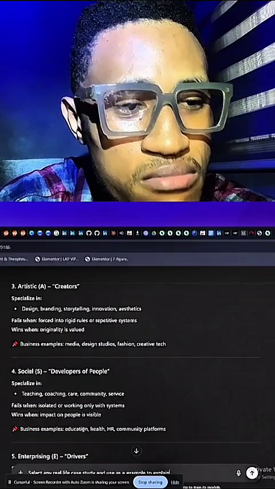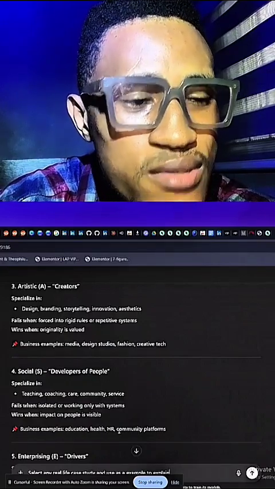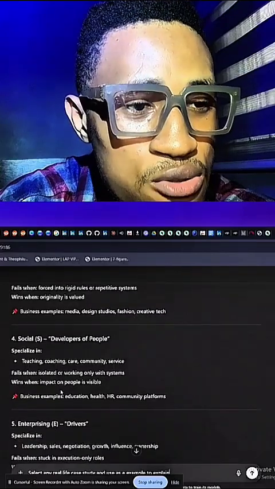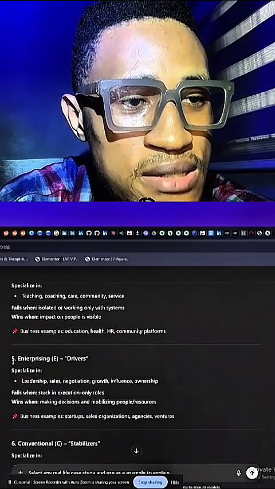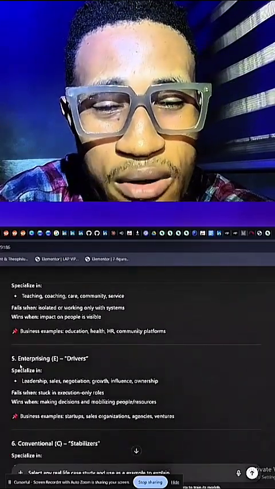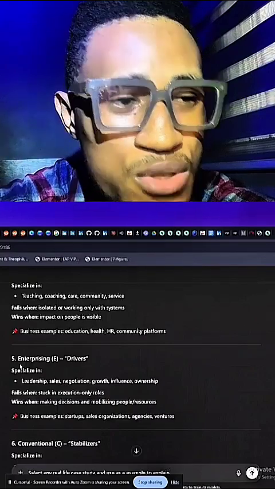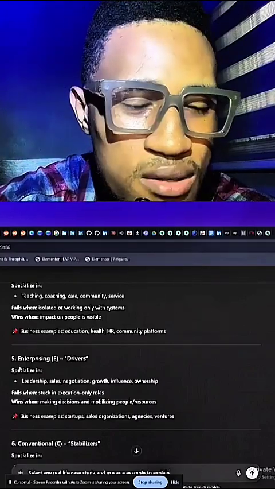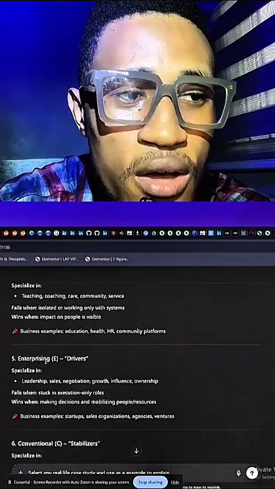Examples: education, health, HR. This is me basically. So I just picked this without thinking too much. Enterprising. So when doing this, you have to think about yourself too and see which one connects more with you. It might be totally different from me. This is all fine and good.